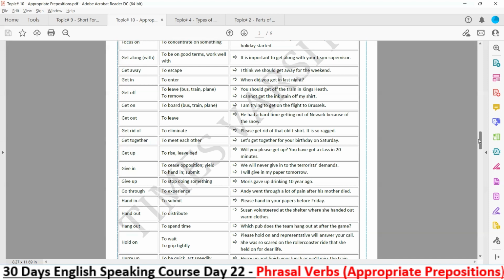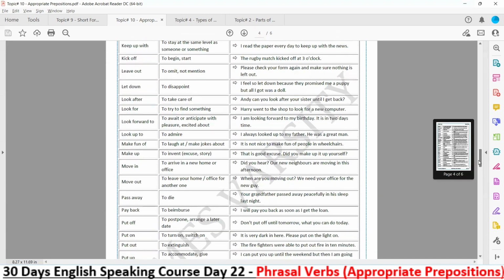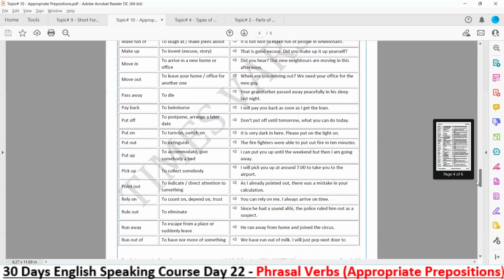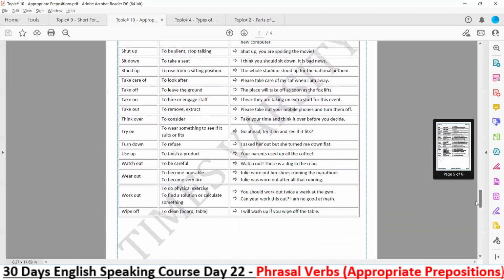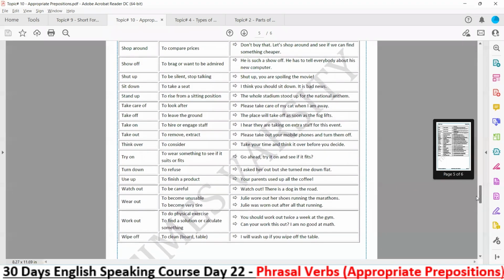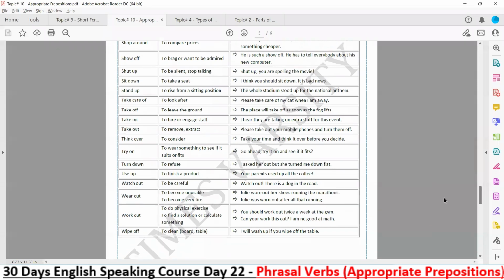Okay. So these are different prepositions, right? So phrasal verbs are made up of two or more than two words. Okay. And generally the first word is a verb and the second word may be a preposition or adverb.